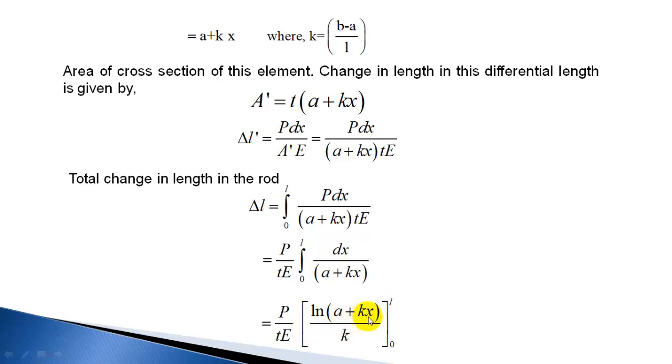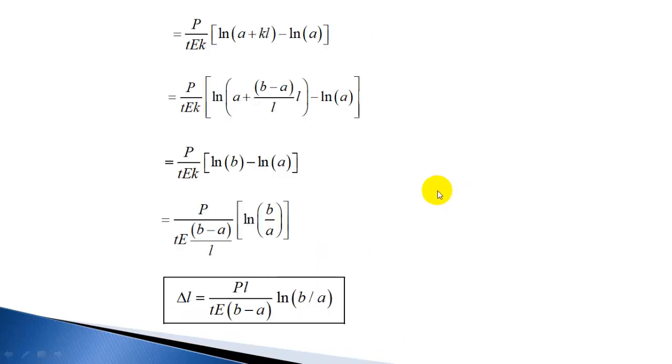So log (a plus kL) minus log a. K you can take outside. So you get P by tEk, with k taken outside, times log (a plus kL) minus log a. I am substituting k back. K is (b minus a) by L. So this was the substitution, (b minus a) by L. L cancels, a plus minus a will cancel. You get log b minus log a. So P by tEk into (log b minus log a).